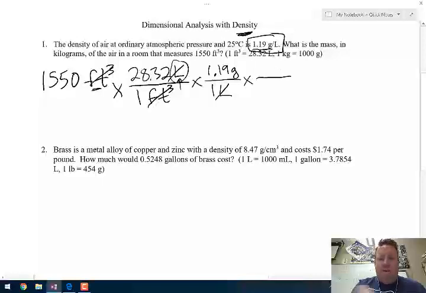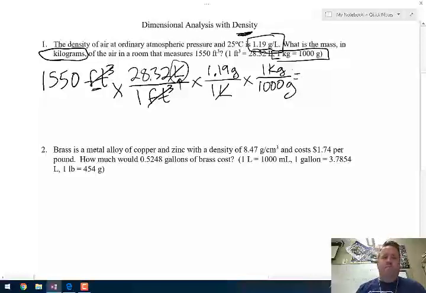The question is asking us for the mass in kilograms. Well, we've got grams now, so we're really close. Our last step is we've got grams on the top, so grams have to go on the bottom. Here's our last conversion: 1,000 grams is equal to 1 kilogram. Now we just use our calculator. We're going to go 1,550, multiply by 28.32, times 1.19, and then divide by 1,000 because it's on the bottom. Our grams have canceled. All we have left is kilograms.